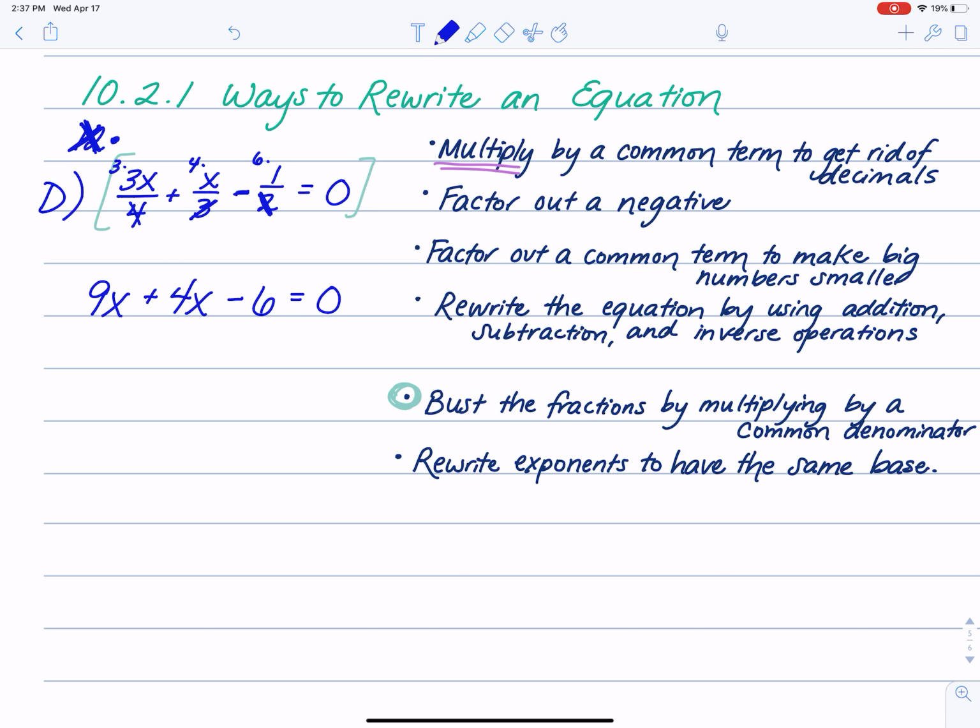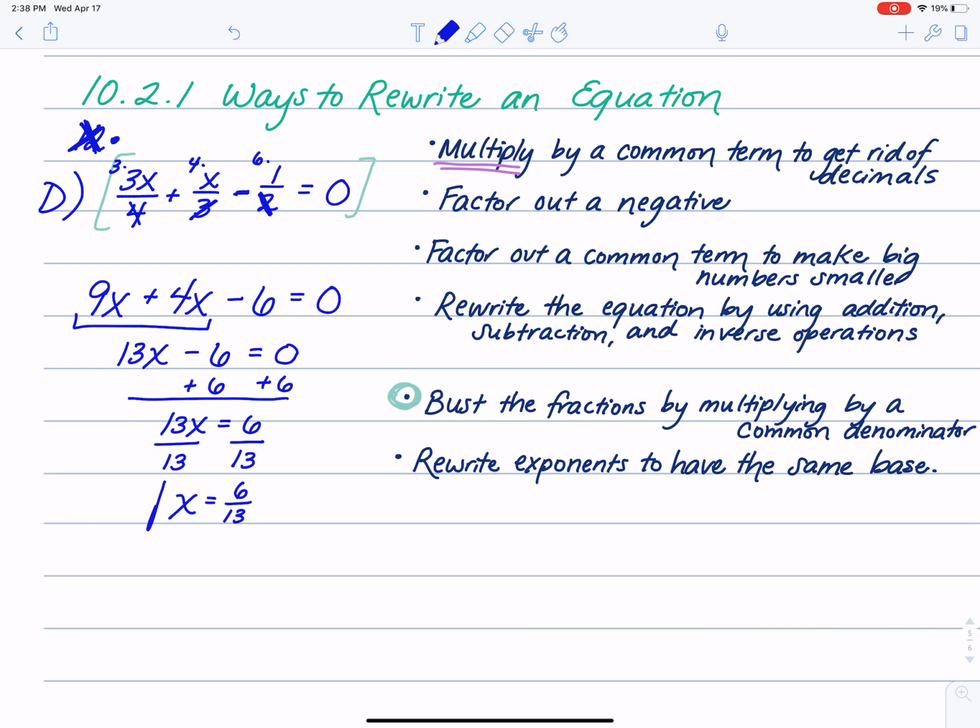Now, we can go ahead and do our regular steps for solving. Combine like terms on the same side. We have 13x minus 6 set equal to 0. We're going to isolate that variable by moving the 6 to the other side. Divide by that coefficient. And keep our answer as a fraction because it would not turn into a terminating decimal.